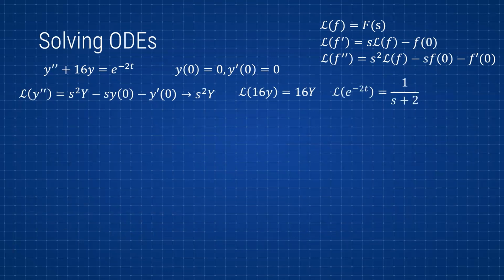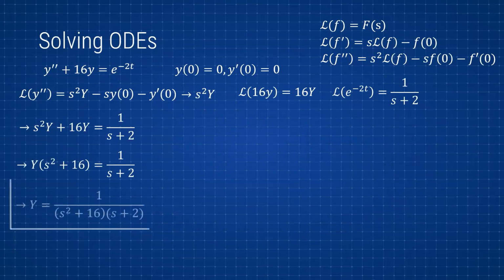And we also take the Laplace of e to the negative 2t, which will be, of course, 1 over s plus 2. So we write it back into the equation, just like this. You can see we factor out Y. We have s squared plus 16 times Y equals 1 over s plus 2. We divide by s squared plus 16, and we have therefore that capital Y equals 1 over s squared plus 16 times s plus 2.